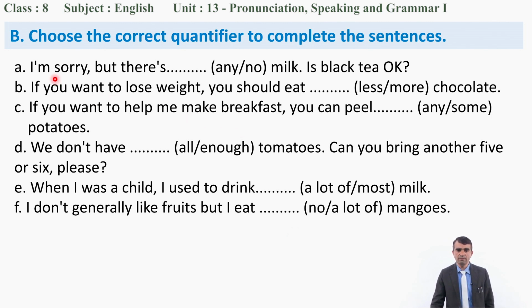First, I am sorry, but there is any or no milk. Is black tea okay? That is given. But there is any milk or no milk. What do you use here? I am sorry, but there is any milk. Can you say? No. So, what do you use? No milk. Good. There is no milk.